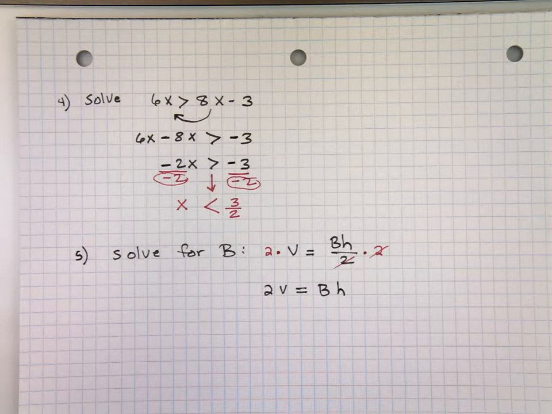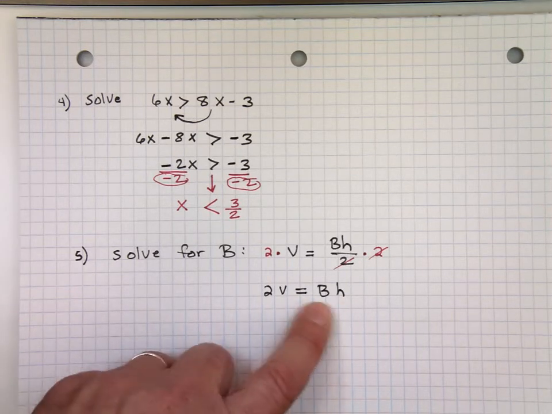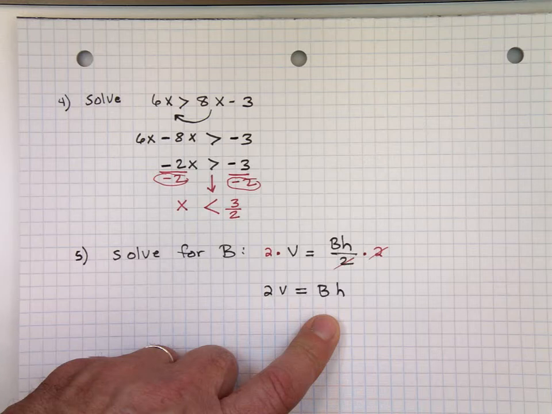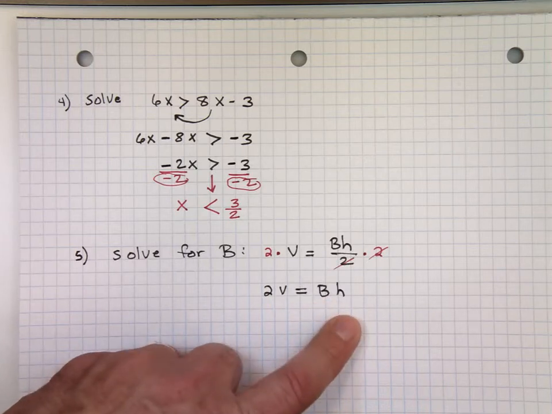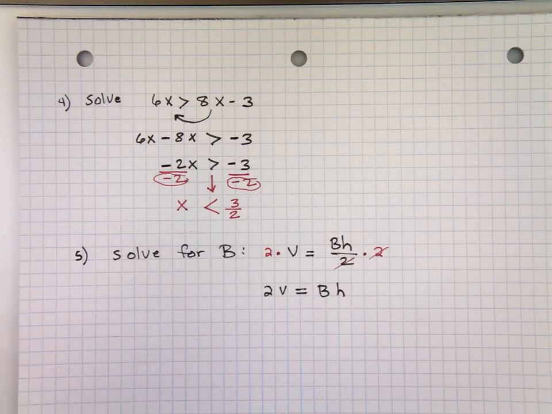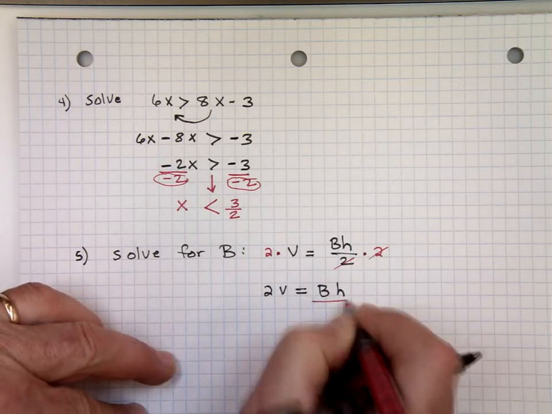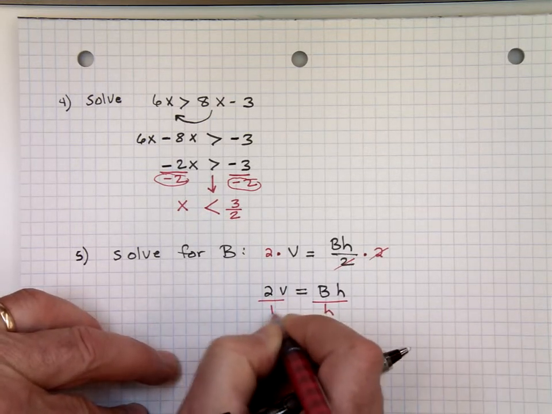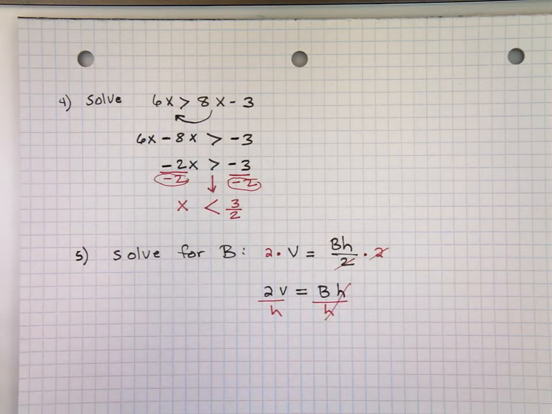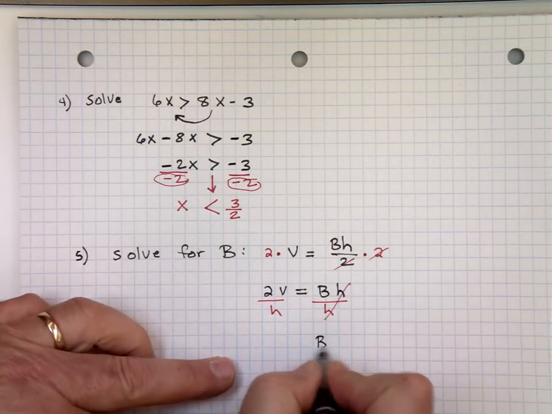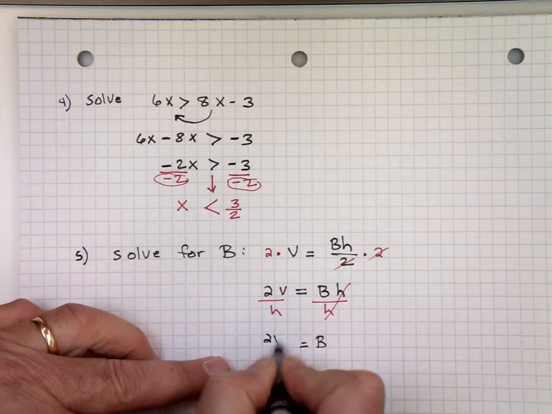Now Jamie said isolate the B. Well, B is already isolated. I only see it on one side. But I have the H with it. And it's a multiplication. So what's the opposite of multiplication? Divide. Yes. So B equals what? 2V over H. 2V divided by H.